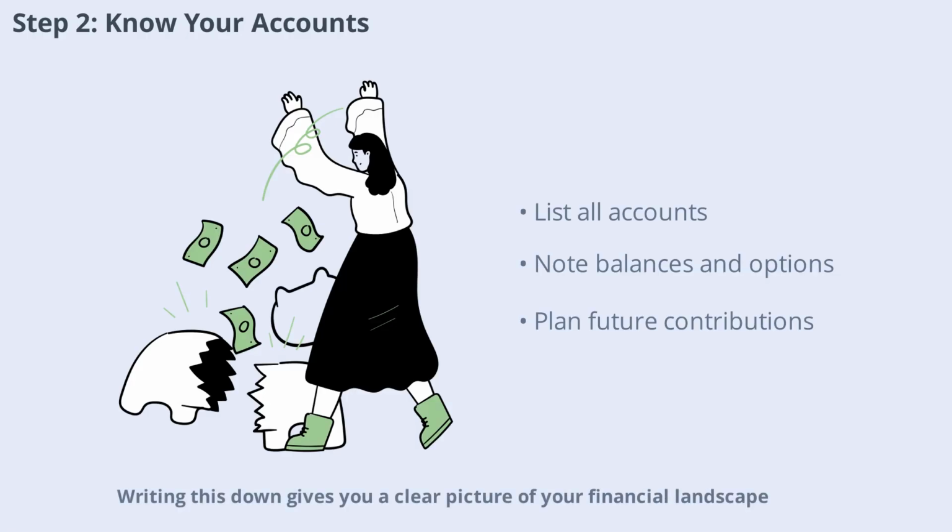Writing this down gives you a clear picture of your financial landscape and helps you make informed decisions about where to place each asset class. This step is crucial for optimizing your portfolio and avoiding unnecessary fees or tax consequences.